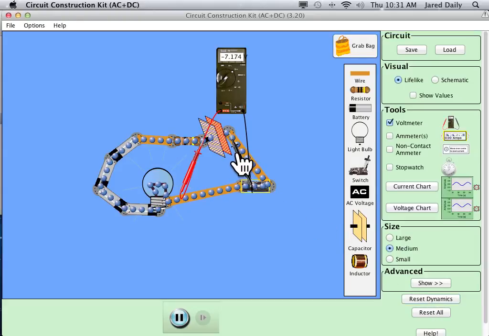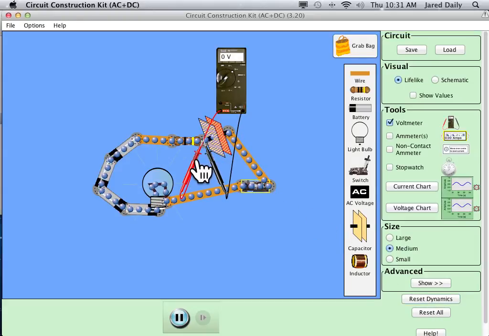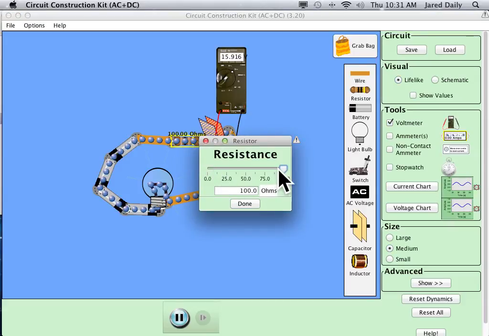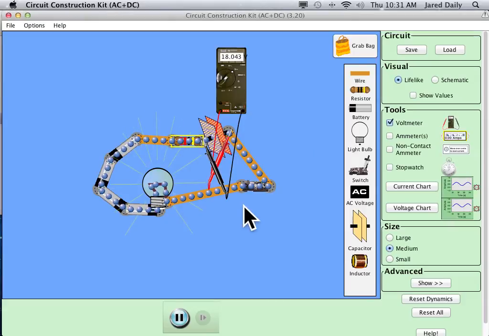If I change these around here, it'll be positive. So it goes up and up and up, and it eventually gets to a high voltage over time. It takes some time to get there, but it does do it. If I change this resistance again to a lower resistance, it will happen quicker. So reset our dynamics. See that it starts at 0 and it goes up to a high voltage. Eventually it gets to a voltage that it's just going to kind of stay at.